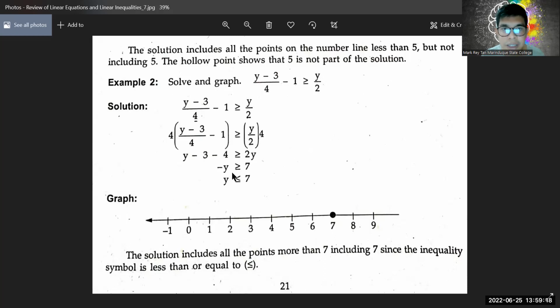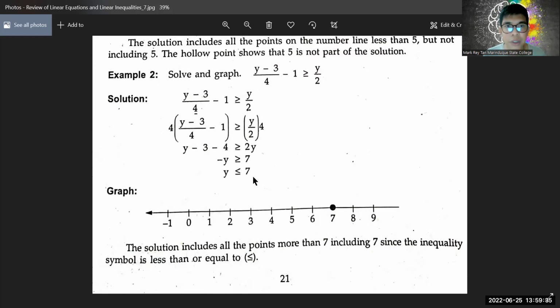So negative y is greater than 7. Hindi naman pwede na final answer mo is negative y. So we have to multiply this by negative 1. Kaya naging siya, y is lesser than or equal to 7. Ayan. So same with the first example, ganun din ang solution.